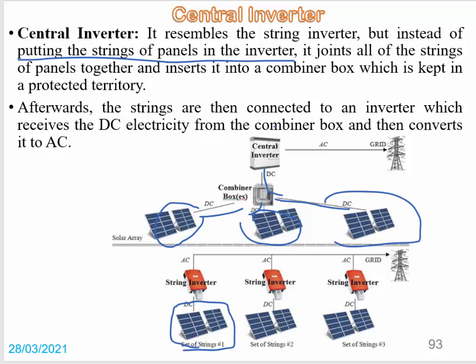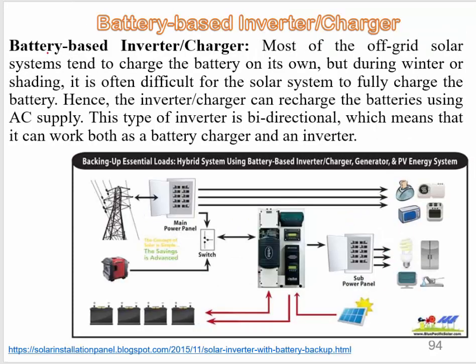Of course, the central inverter is used with large solar panel stations. So we can see here the strings are then connected to an inverter. After the combiner box, the strings are connected to the inverter, which receives the DC electricity from the combiner box and then converts it to AC. So here we have the DC, and after the central inverter, we have the AC current, and then this AC is fed into the grid. The last type is the battery-based inverter.